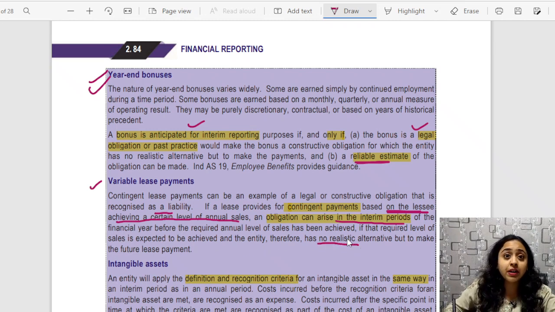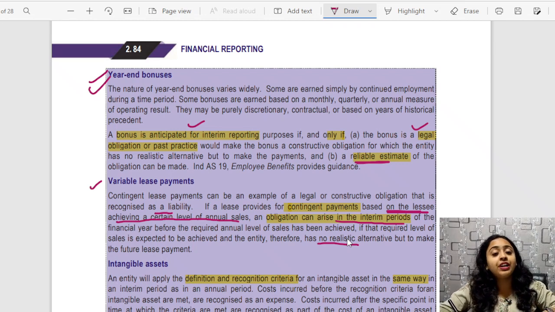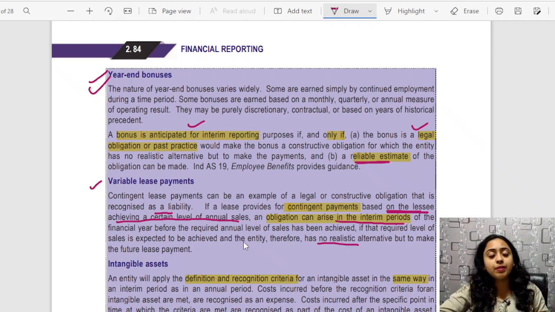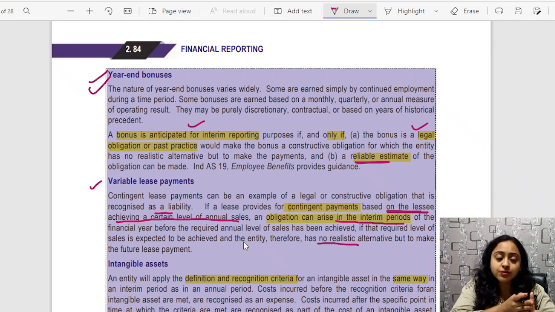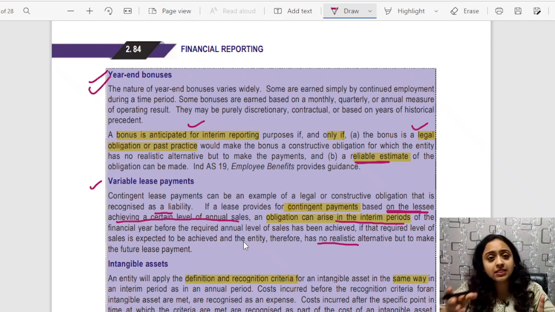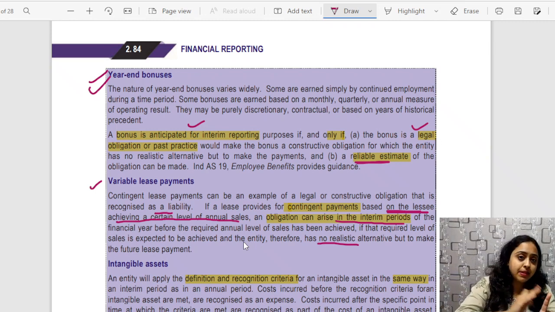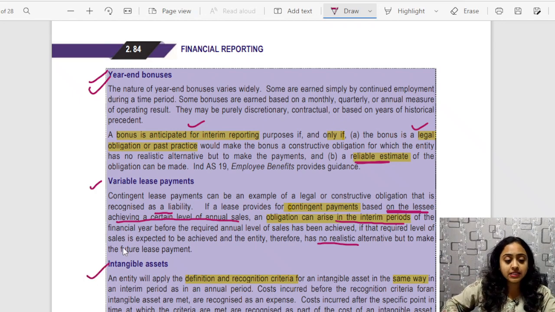If that required level of sales is expected to be achieved and the entity therefore has no realistic alternative to avoid such payments but to make the future lease payment, then they can record this lease payment. If they have any contingent outflows, if it is dependent on something and that particular thing is very much probable that this will be achieved, then you can record such contingent lease payments. Next, intangible asset.